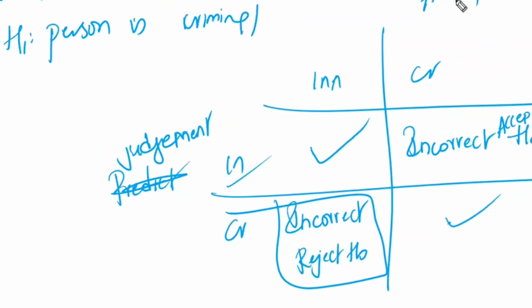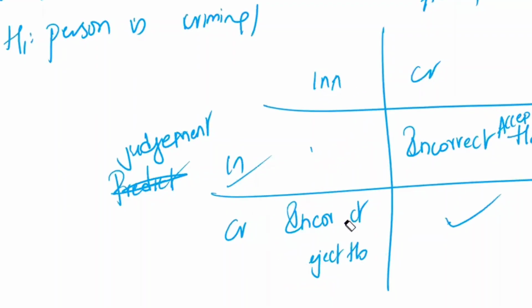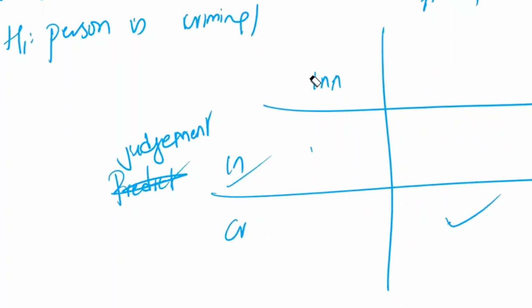Now, which side you take for actual and which side you take for predicted is your choice. You can write the actual this side and predicted this side, or predicted this side and actual this side. Don't fix every time that this particular corner, this third one, is incorrect rejection of H naught, or this particular corner is incorrect acceptance of H naught. Don't fix like this. For example, I have written here criminal, here innocent.